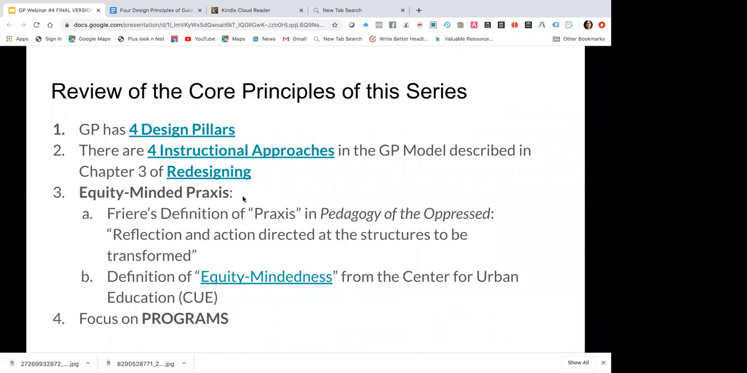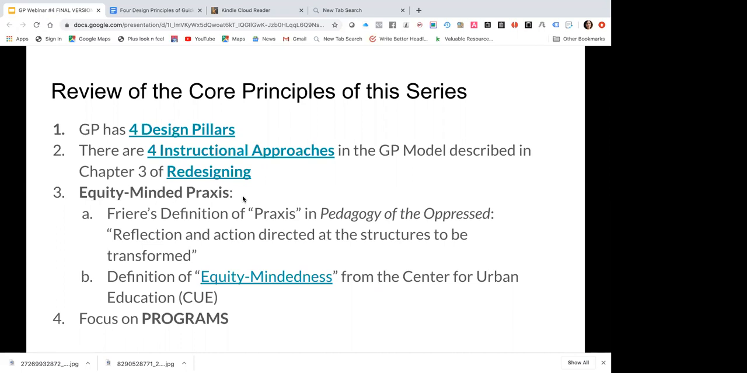For me, I really like the word praxis because of the definition from Paulo Freire in Pedagogy of the Oppressed, which is reflection and action directed at the structures to be transformed. That is a really nice way to talk about guided pathways. This is a structural reform with the idea that if you transform your structures, then mindsets and practices will change. And we'll be going over equity-mindedness in a little bit.